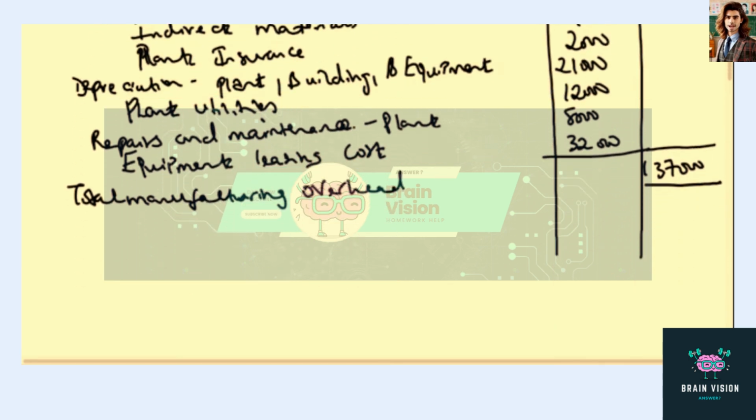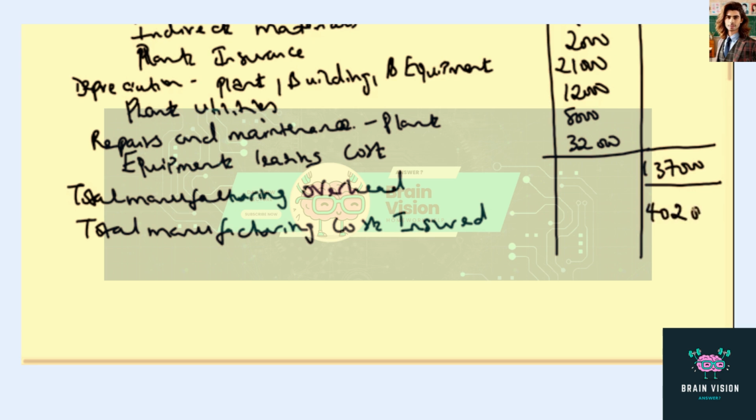So therefore, the total manufacturing cost incurred would be the addition of the cost of direct material, the direct labor, and the overhead, and that would be 402,000.